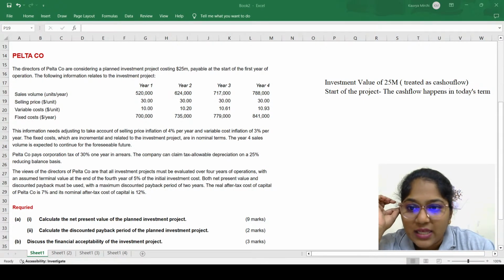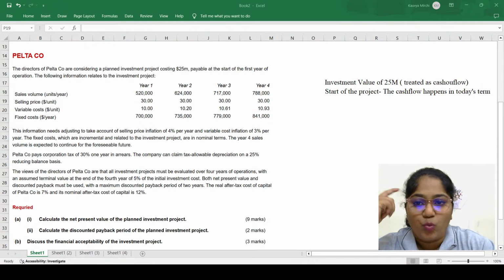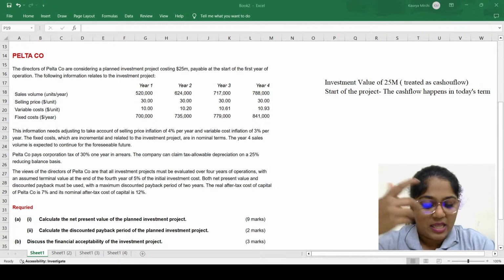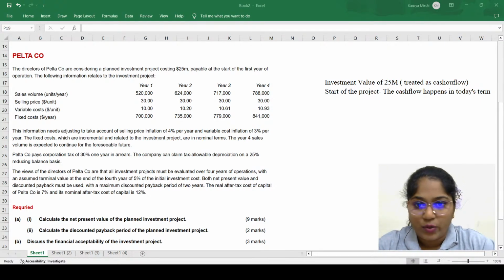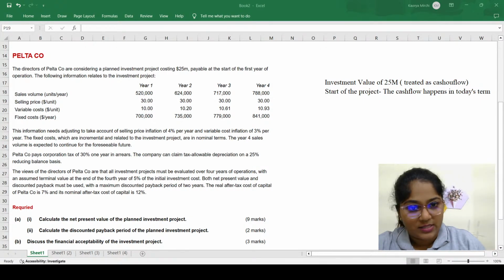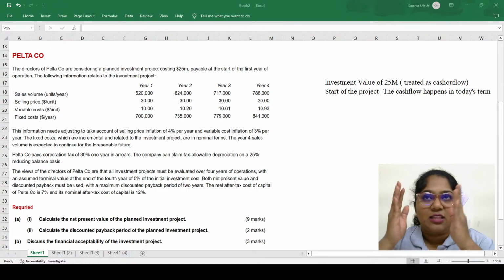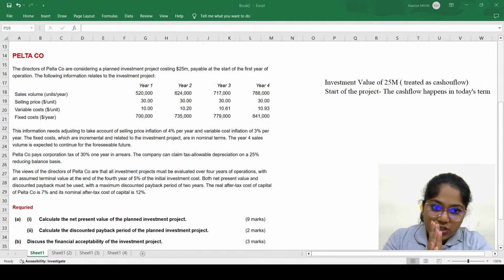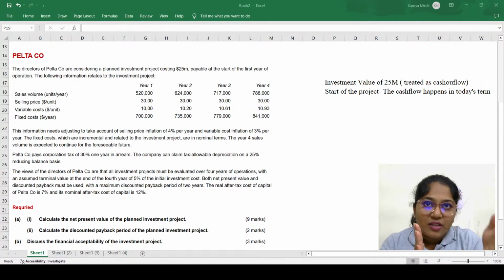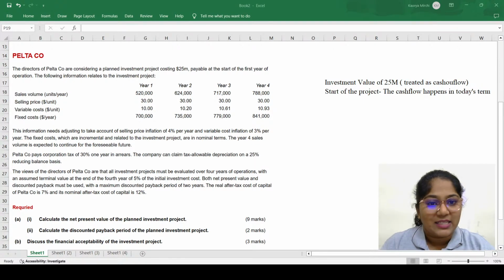Now read the next information. The company pays corporation tax of 30%, 1 year in arrears. What is this 1 year in arrears? See, if I make a profit of 100 today and my tax percentage is 30%, I will not pay the tax in this current year. Rather, I will pay it in the next year. Why? If you have seen, for the financial year ending 31st March in India also, we pay tax either on 31st July or on 30th September, depending on the nature of business. That means technically I'm paying in the next financial year.